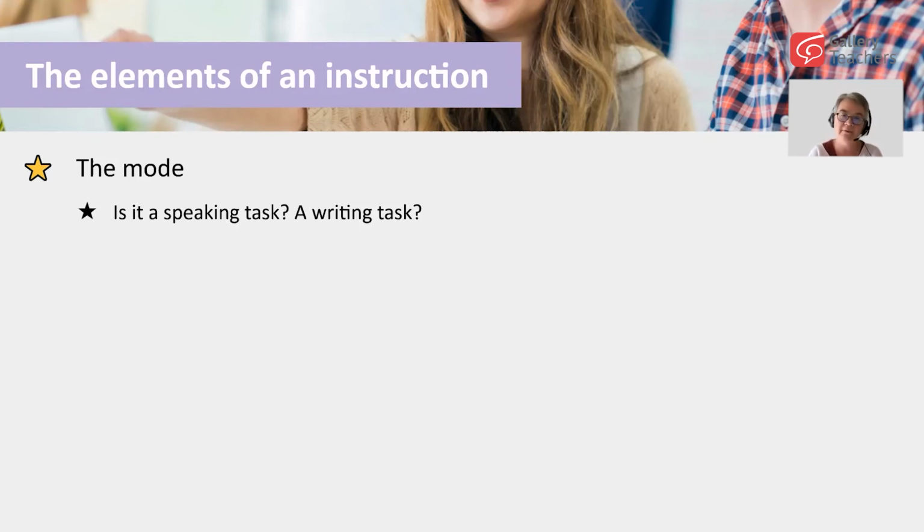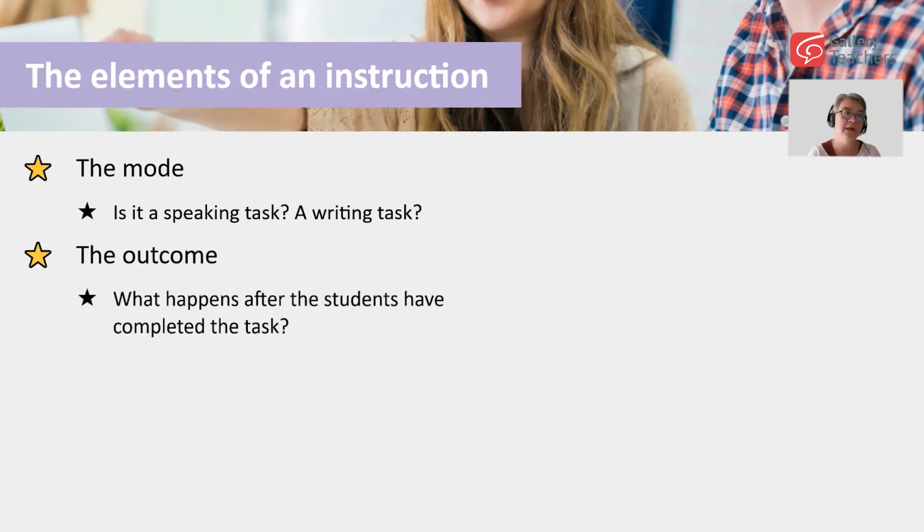And then it's always good to let your students know what the outcome of the activity is. What do you expect them to do after they've completed the activity? You could have, for instance, after a role play, you could say, after you've role played the scenario in your groups, we'll have 2 groups do the role play for us in front of the class. So your students know what they're working towards.